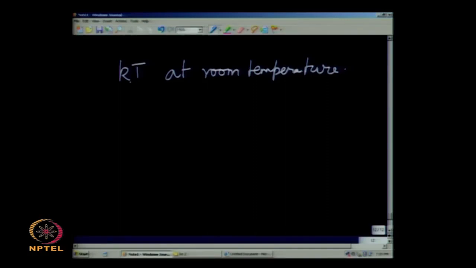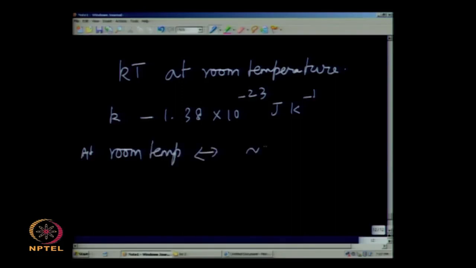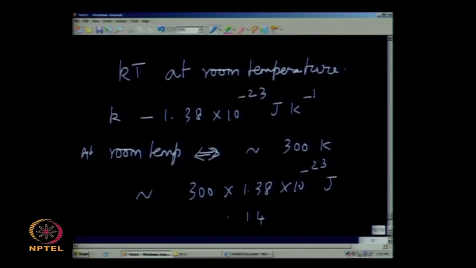The Boltzmann constant k has the value approximately 1.38 times 10 raised to minus 23 joules per Kelvin. And at room temperature, let us not worry about India, the room temperature generally in the textbook is about 300 Kelvin. Assuming average temperatures of 300 Kelvin, kT is of the order of 300 into 1.38 into 10 raised to minus 23 joules. The Kelvin is taken care of here. That is the total energy, so what you have is approximately 4.14 times 10 raised to minus 21 joules.